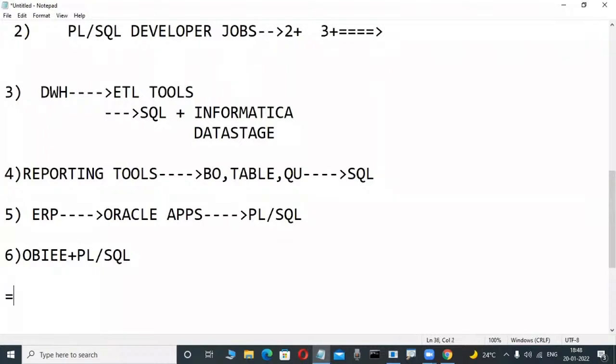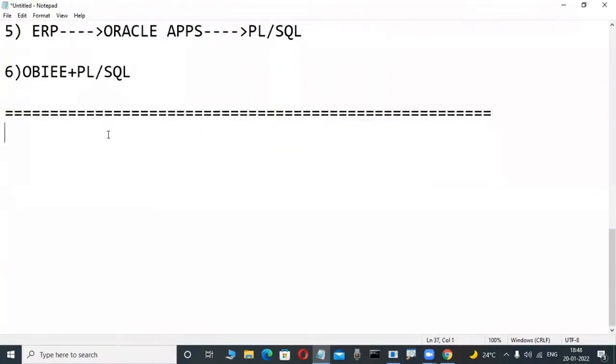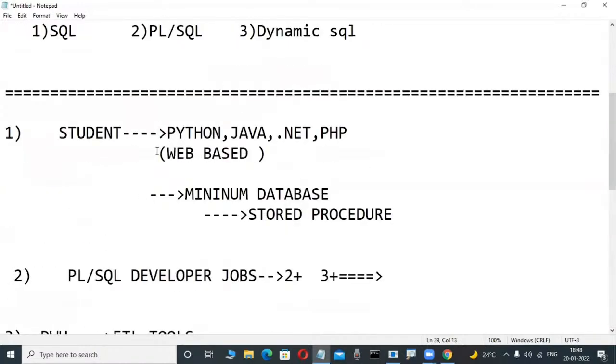Suppose you are not interested in the programming side. Now you want the administration side, you want jobs only. In that case, DBA courses are there: Oracle DBA, SQL Server DBA, MySQL DBA, database administration courses. These persons also need minimum knowledge before learning those courses. Minimum SQL knowledge is required.